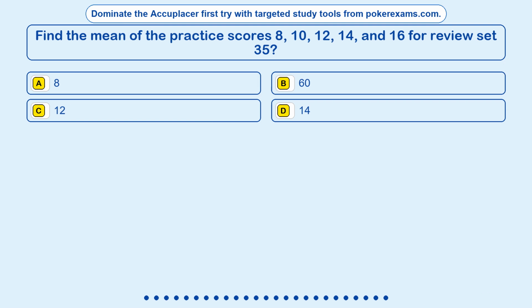Question 9. Find the mean of the practice scores 8, 10, 12, 14, and 16 for review set 35. Option A, 8. Option B, 60. Option C, 12. Option D, 14.